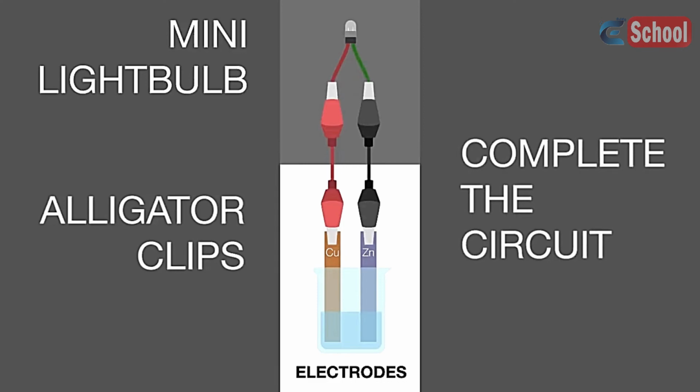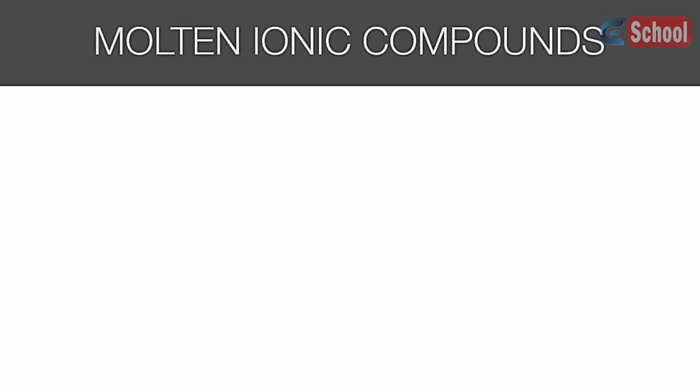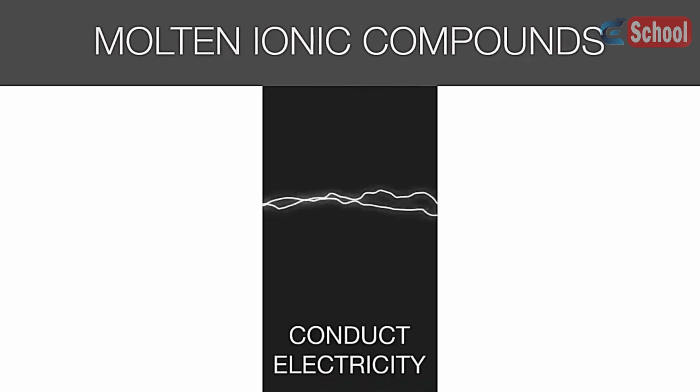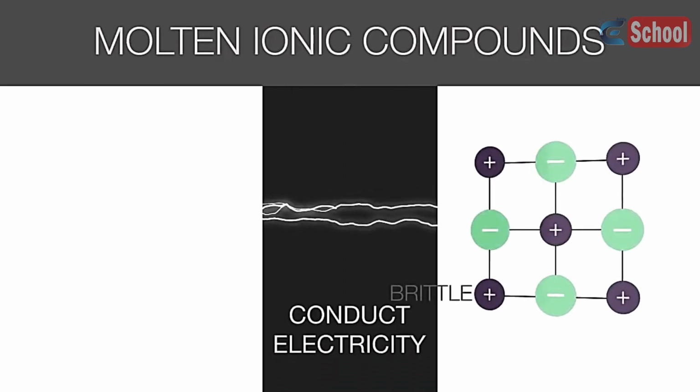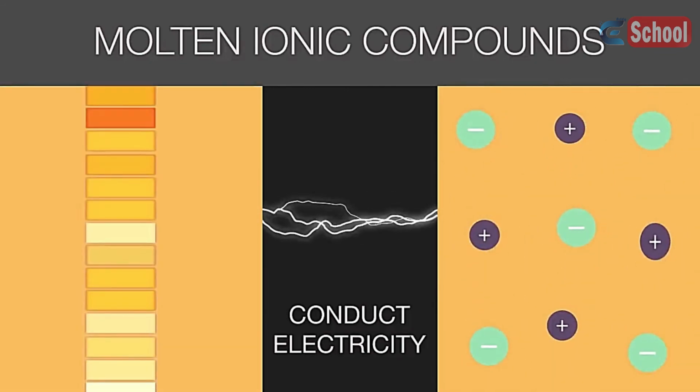You will see that the light bulb lights up. Hence, the solution conducts electricity. Following on the same idea, molten ionic compounds can also conduct electricity. The lattice structure is broken at high temperatures, and so the ions become free-floating.